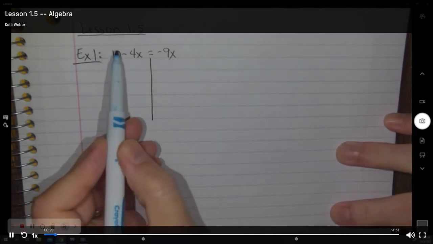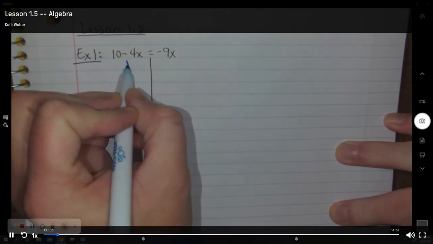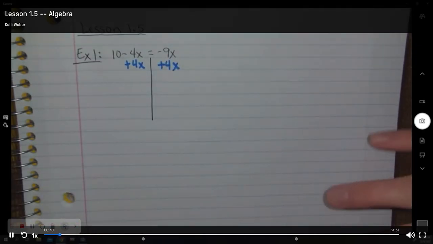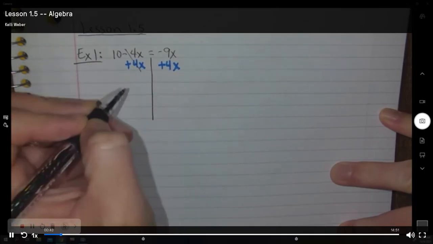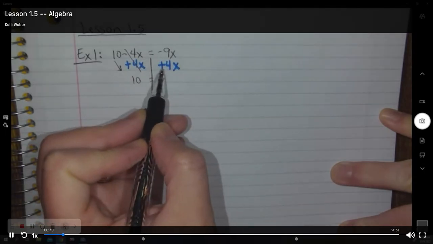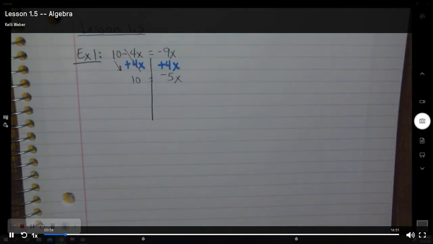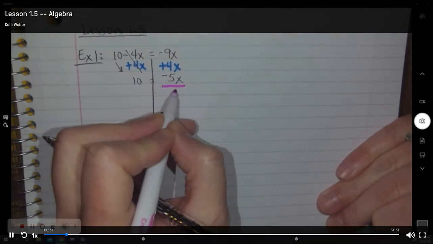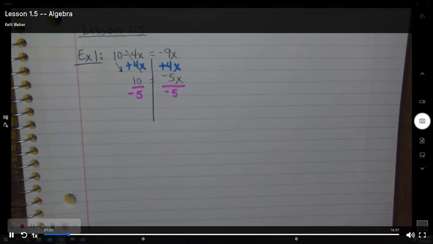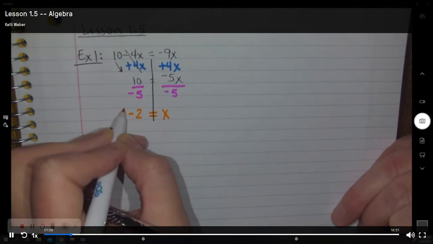So with this one, I don't have any common or like terms on either side at the moment. So I'm going to add 4x so that both sets of x's are on the same side of the equal sign. Negative 4x plus 4x makes 0. Bring down our 10. Negative 9x plus 4x is negative 5x. Then, to undo this multiplication, we're going to divide both sides by negative 5. And we find that x equals 10 divided by negative 5, which is negative 2.